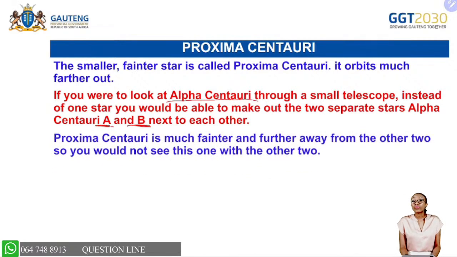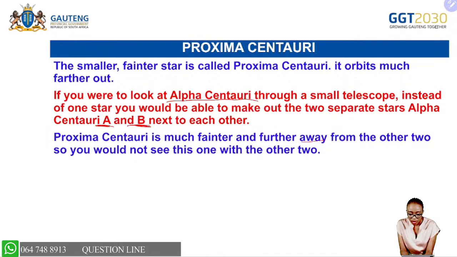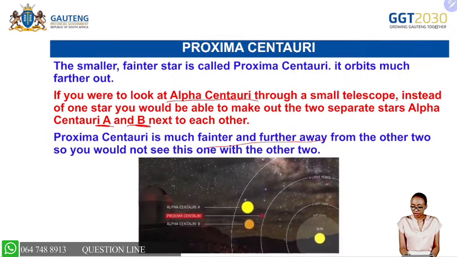And then Proxima, which we have said is the smaller, fainter star, is fainter and much further away from the other two. Which other two are we talking about? Alpha Centauri A and Alpha Centauri B. You would not see Proxima with the other two. So this is how the arrangement of the pointers is.